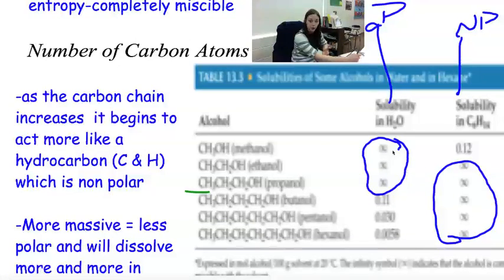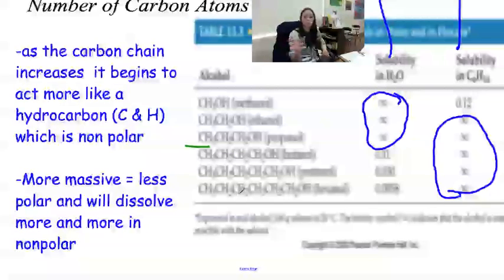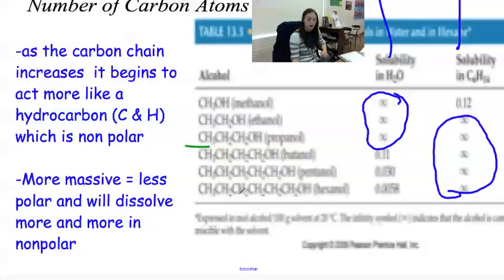But look how these first ones are very, very soluble in water, because these are way more polar because the chain is a lot shorter. The more massive ones are less polar and dissolve more easily in a nonpolar solvent because they're acting more nonpolar, whereas with the shorter ones, the OH is a way more integral part, so it acts way more polar. So that's the hydrogen bond end to it.